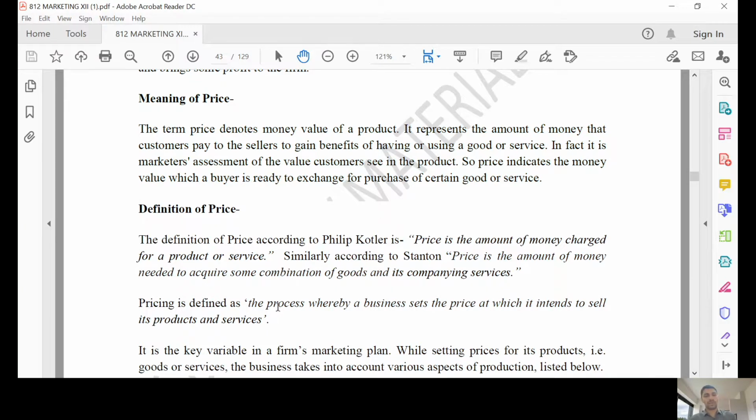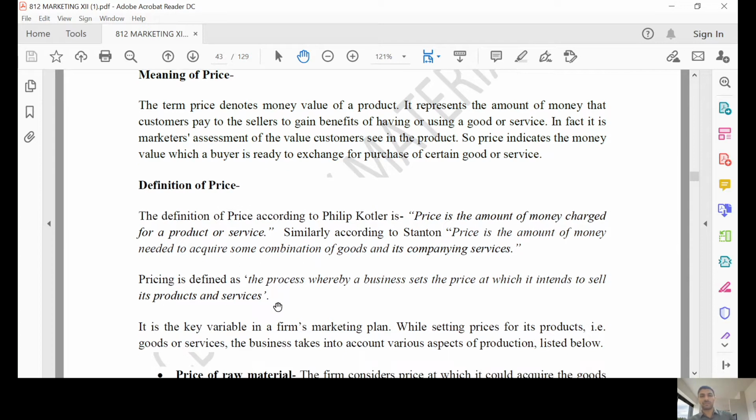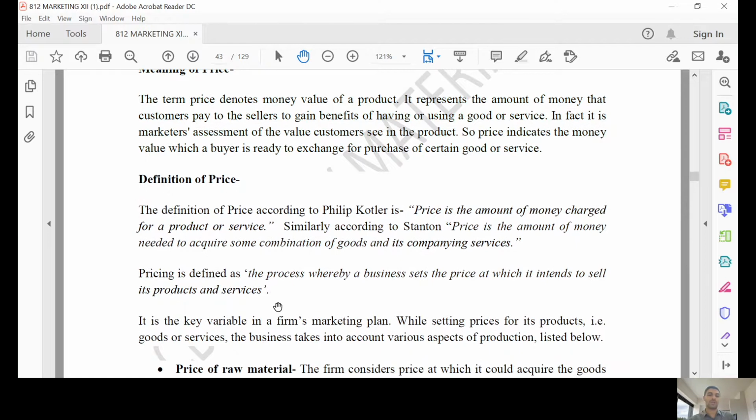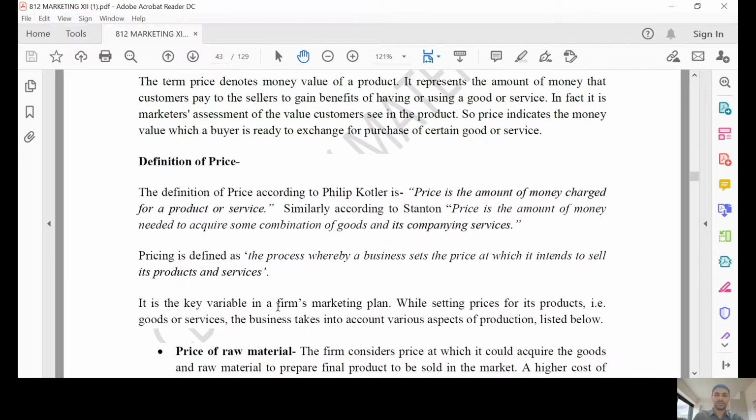Definition. What is pricing? The process whereby a business sets the price at which it intends to sell its products and services. Different products are sold at different prices.